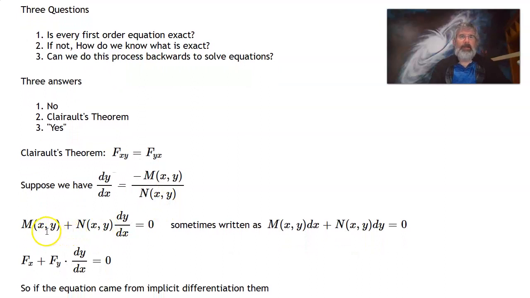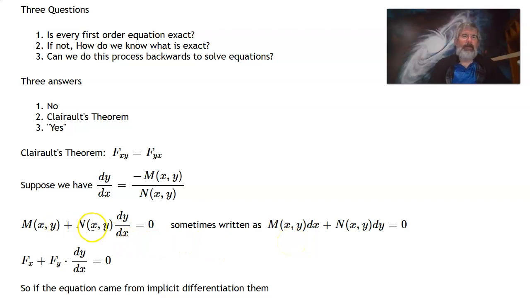So I end up with this, M(x,y) plus N(x,y) dy/dx equals 0. This is quite often how you will see these equations written, not in this form, but more in this form. Sometimes they even go as far as to multiply both sides by dx and write it this way: M(x,y) dx plus N(x,y) dy equals 0, right? That just multiplying both sides by dx gives you this.